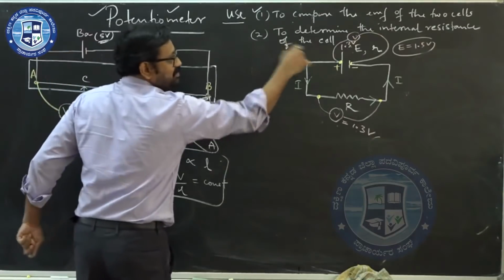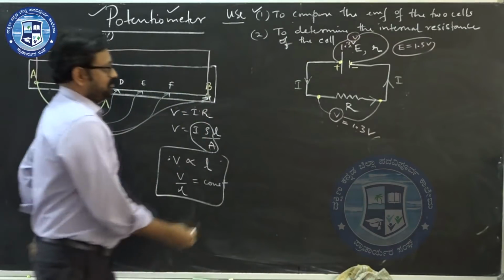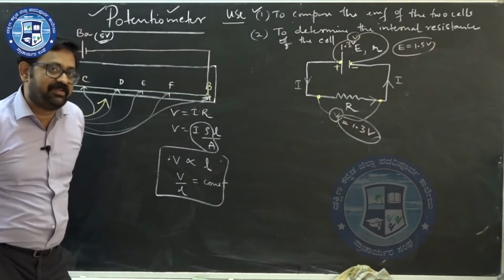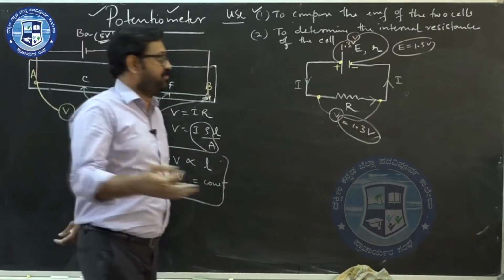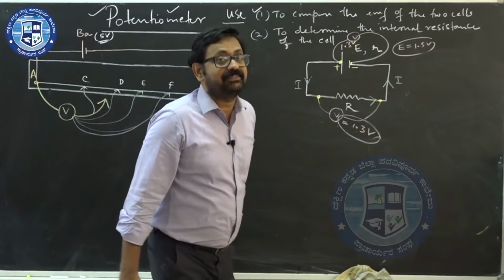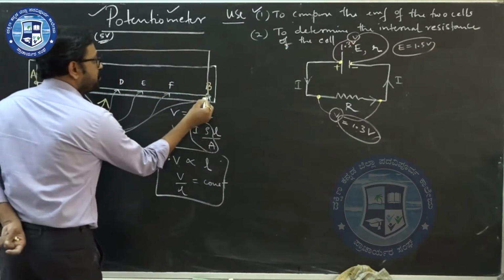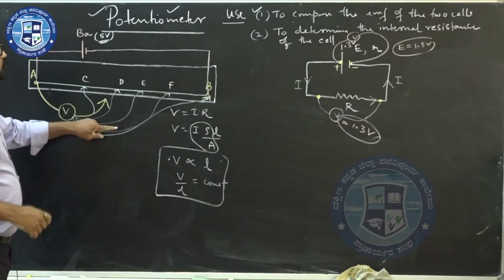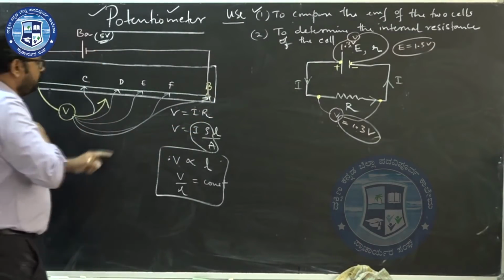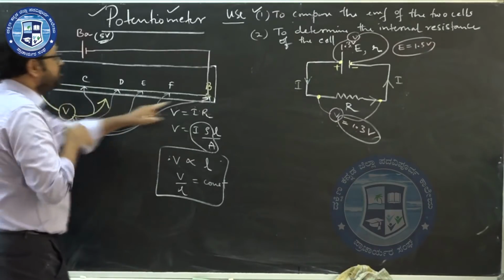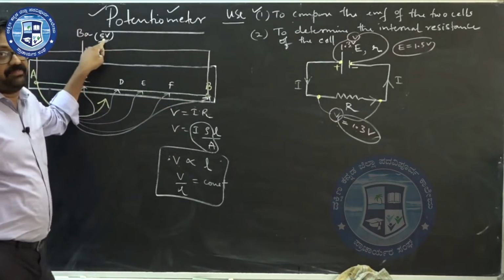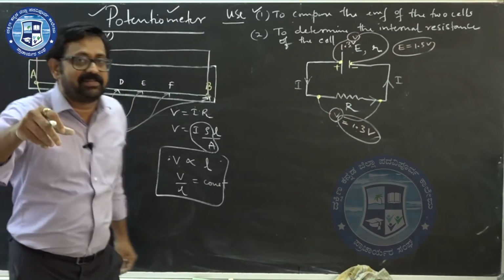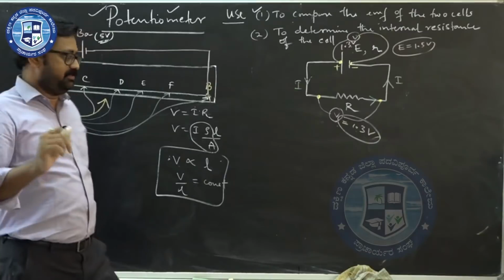See the reference. What is the potential difference across a resistor? 1.3. That is not equal to EMF. EMF is more than that. Same logic here. When you keep a sliding contact in contact with the wire at B, it will read a reading which will be less than 5, because some potential will be dropped across the internal resistance of a cell also. Correct? Okay.